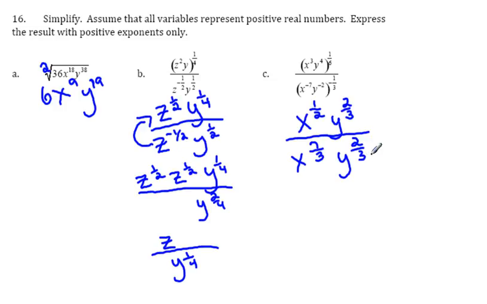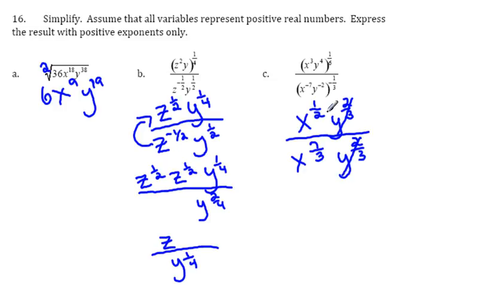Let's start with the y since they both have the same power. What is any number over itself equal to? Hopefully you remember that's 1. Y to the 2/3 over y to the 2/3 is 1, not y to the 1, but 1. So those divide each other out.